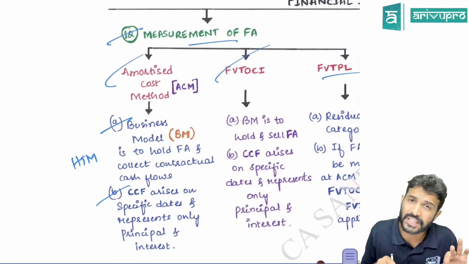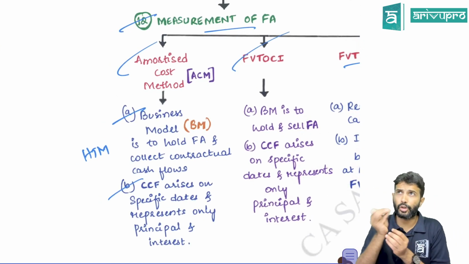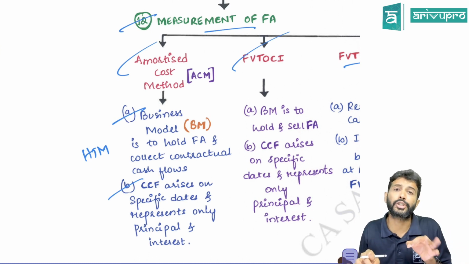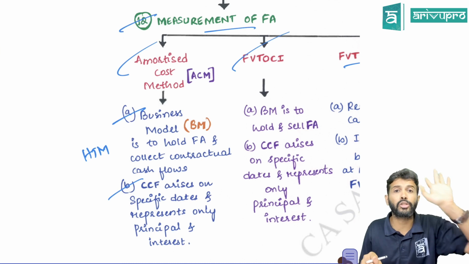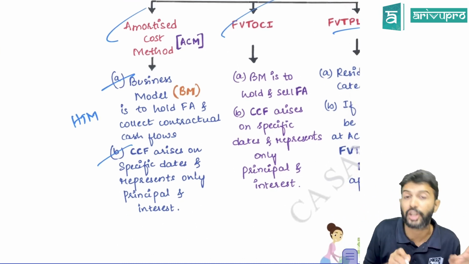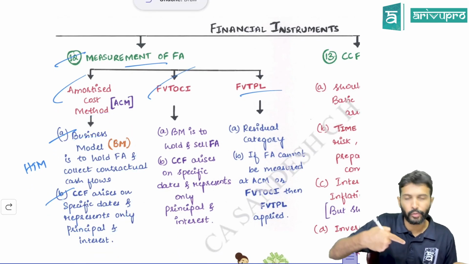And what does the CCF test say? CCF is the contractual cash flow test. It says the cash flows should arise on a specific date and it should represent SPPI, sole payment of principal and interest. And it should also be consistent with your basic lending arrangement. Okay. All right. That is what it is. So if these two are satisfied, you can go for the ACM method.